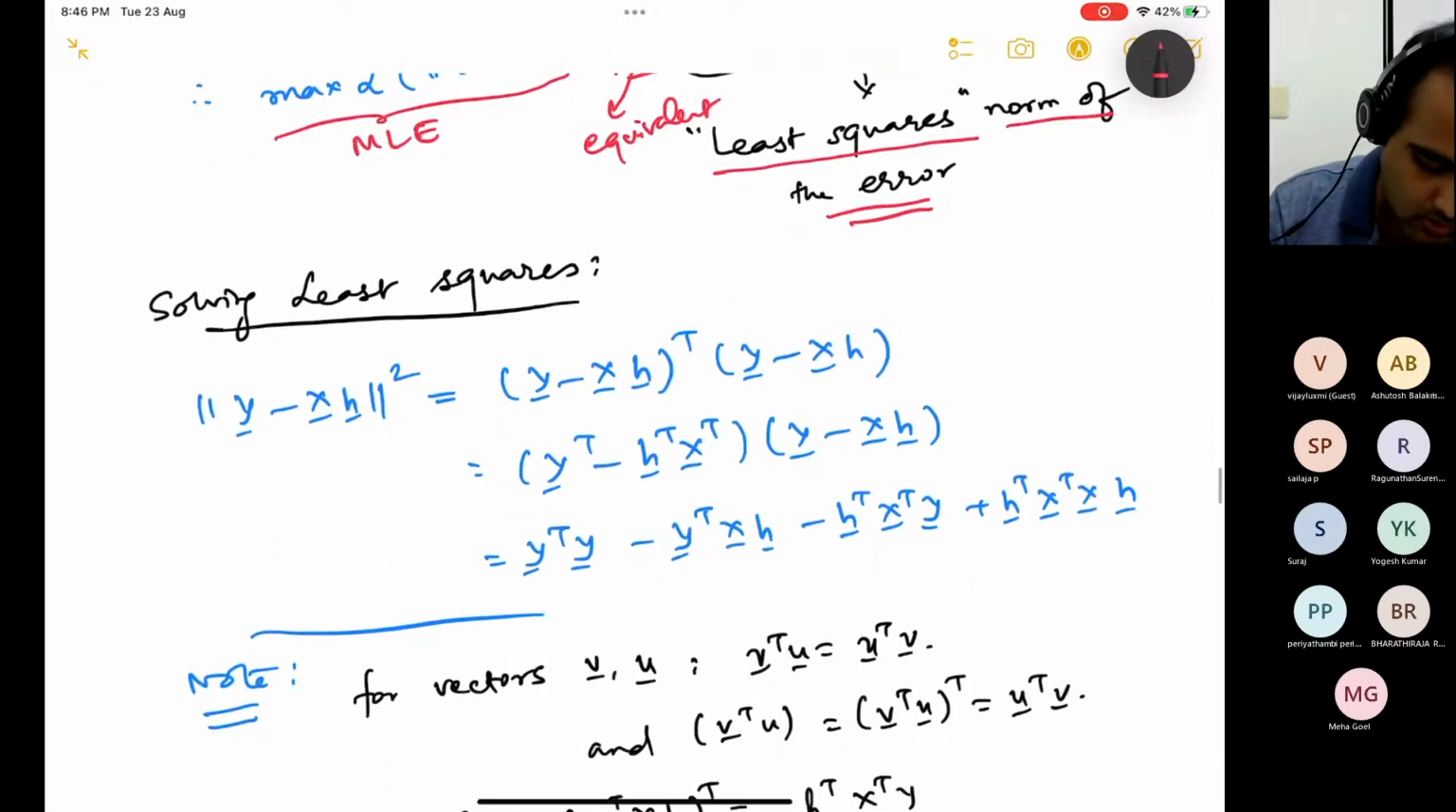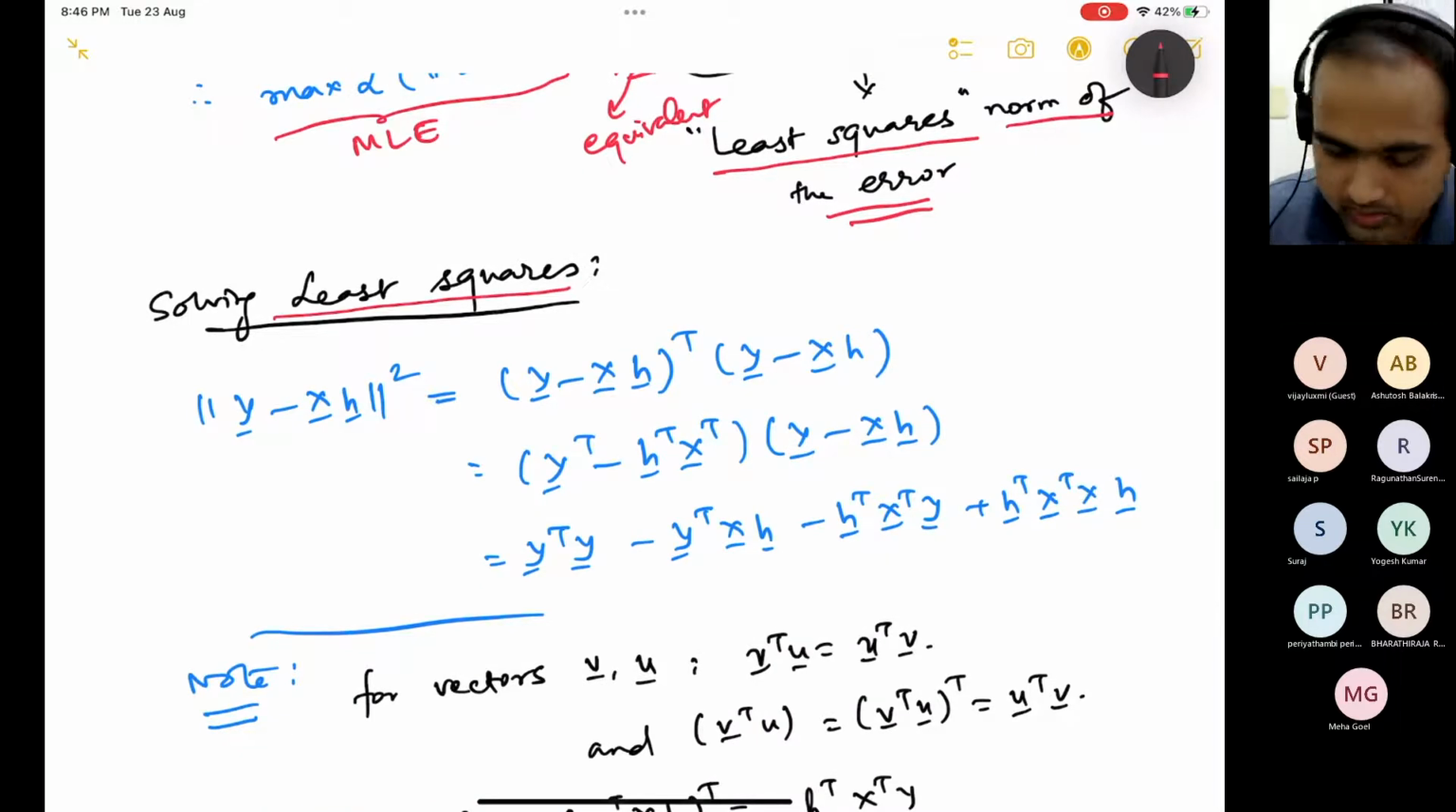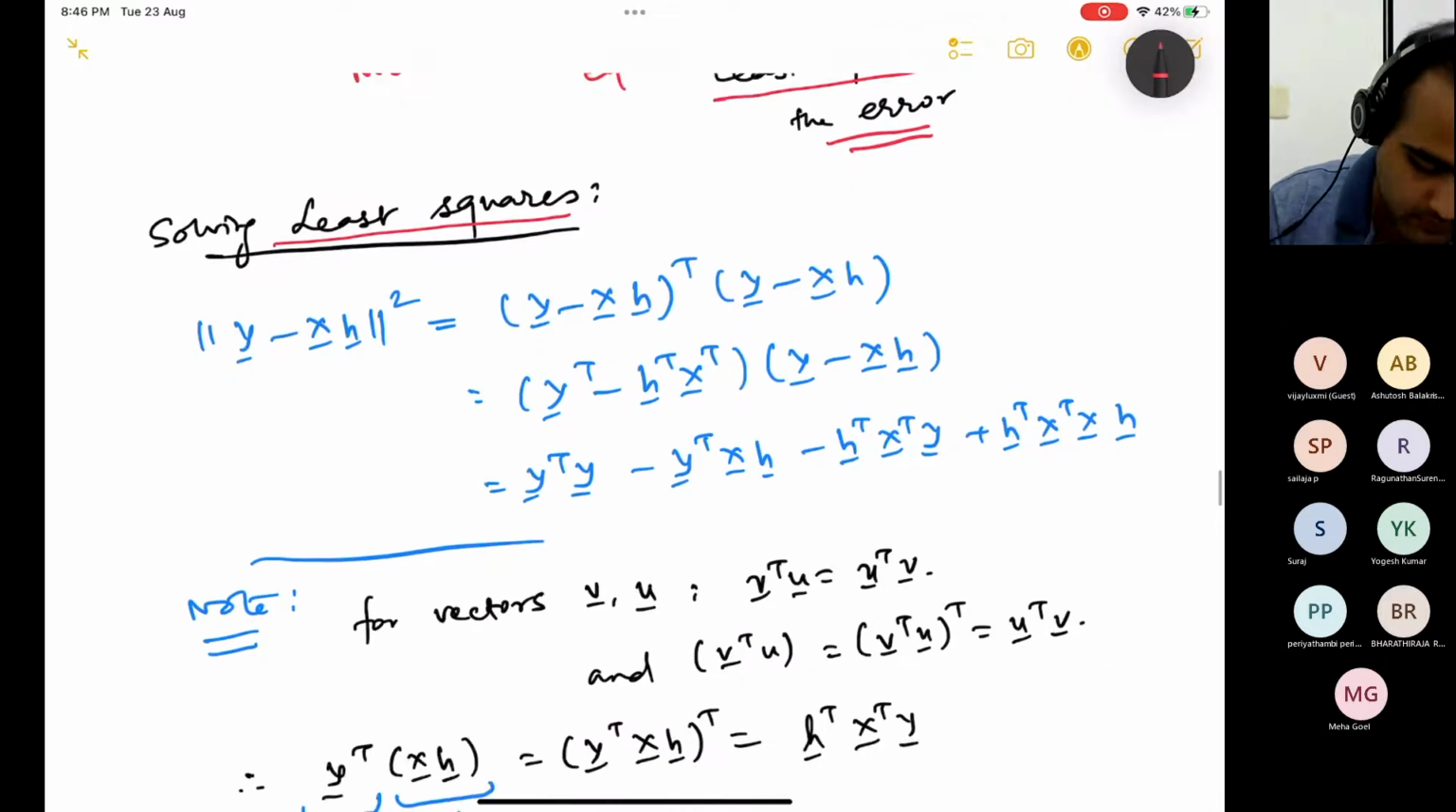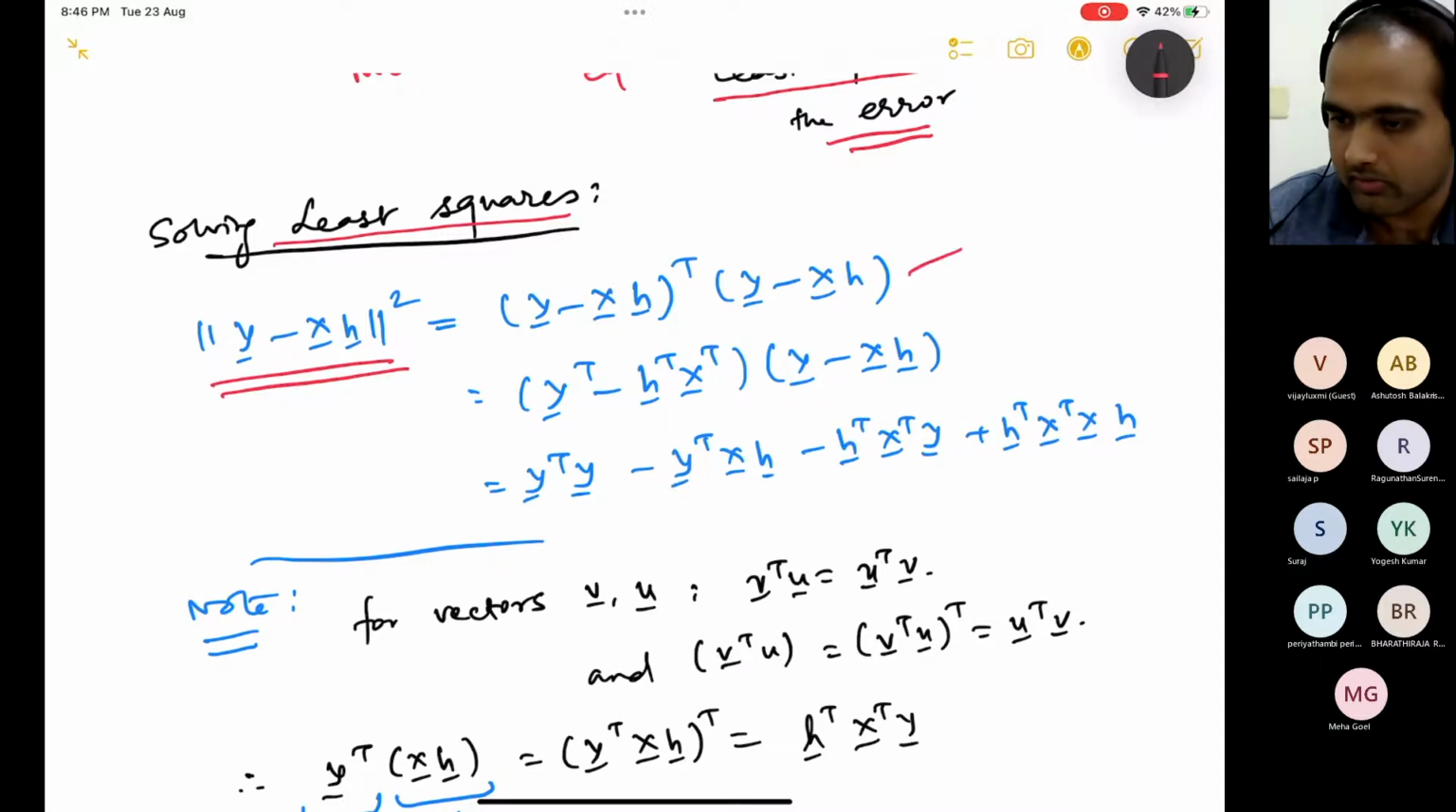Now, how will we solve the least squares problem? This is the next point. So what is this? This is defined as (y minus xh) transpose into (y minus xh). Okay, this is the definition of a 2 norm squared.